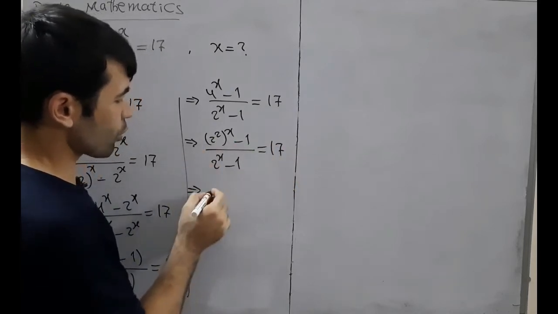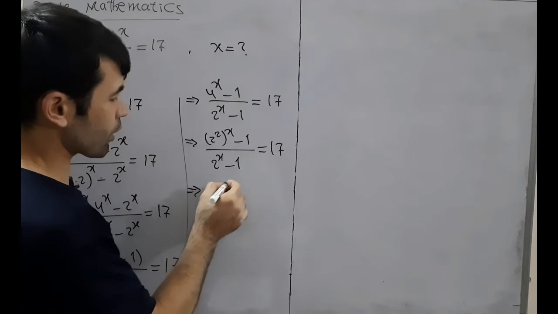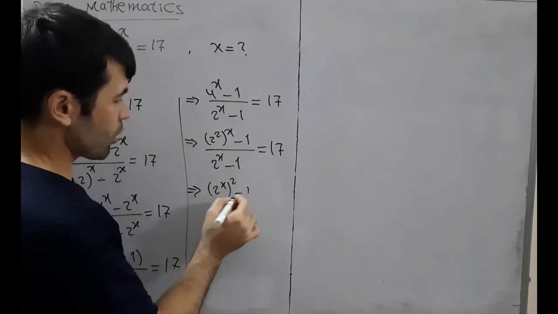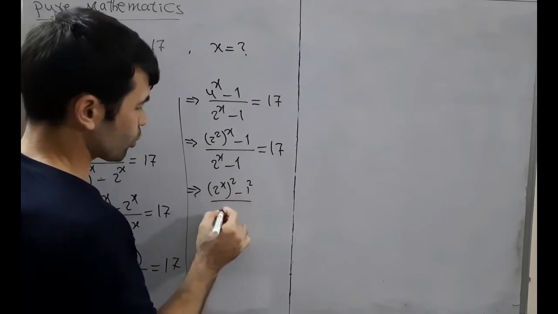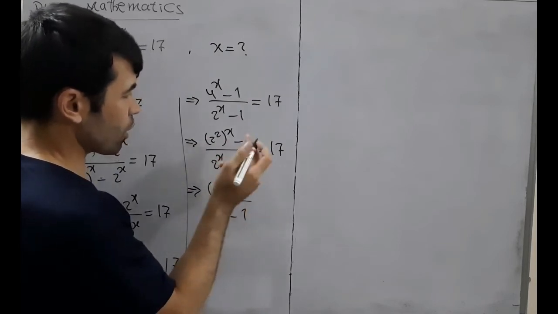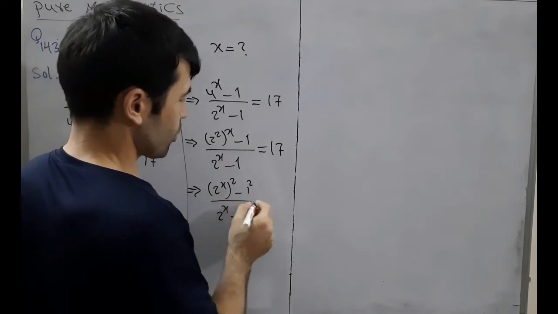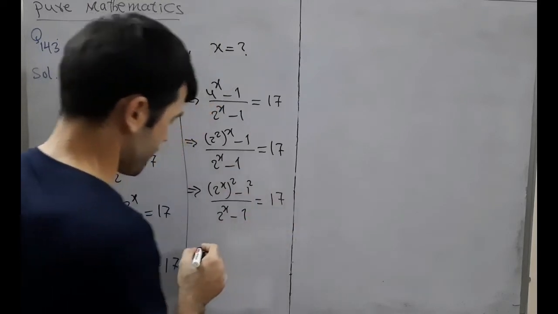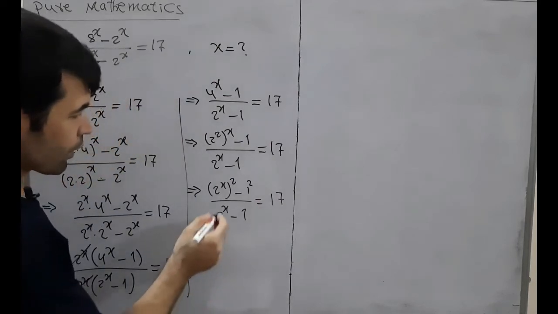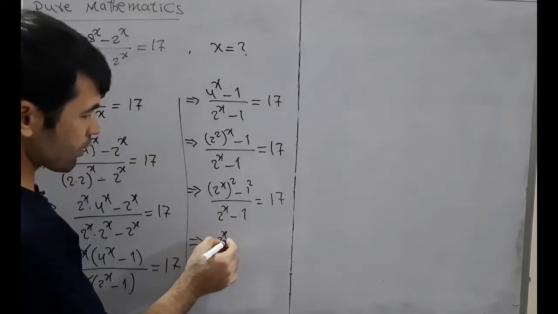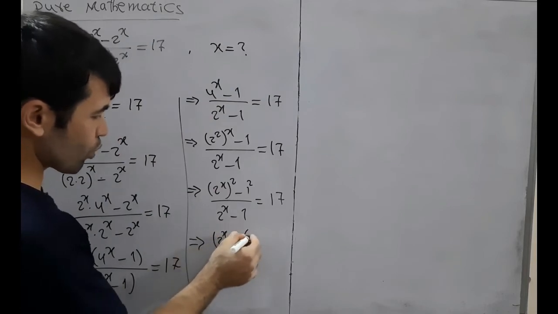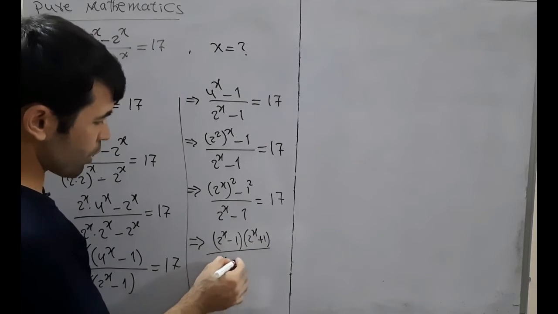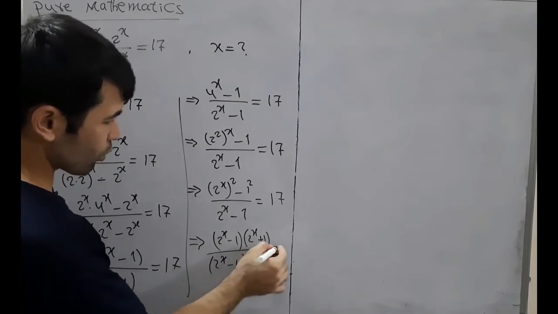This implies 2 to the power x whole to the power 2, we change the plus of these two exponent, minus 1 whole square over 2 to the power x minus 1. 1 also can write as 2 to the power 1 to the power 2. It is equal to 17. This implies 2 to the power x minus 1 into 2 to the power x plus 1 over 2 to the power x minus 1 is equal to 17.